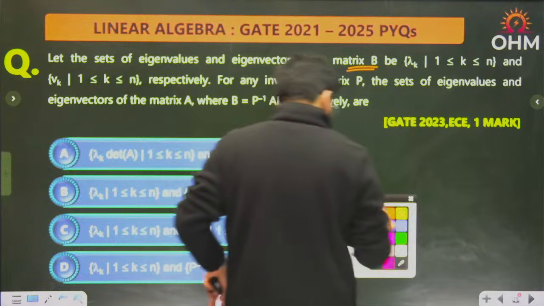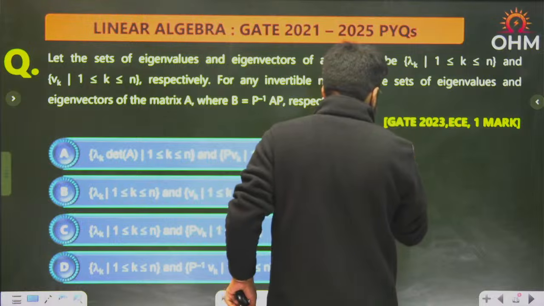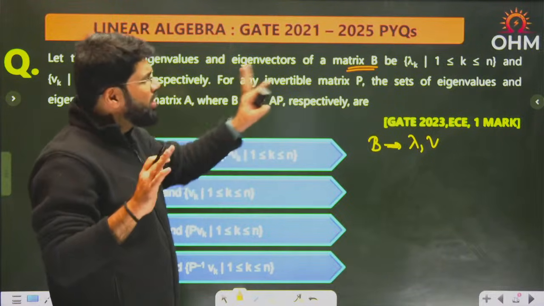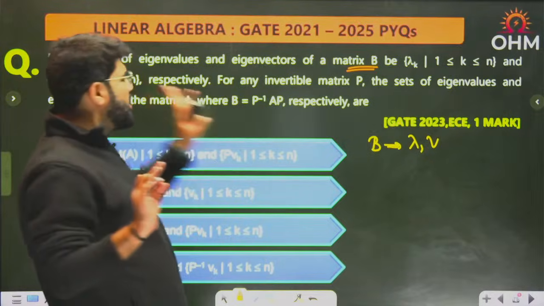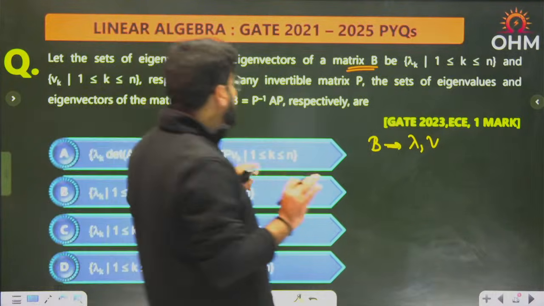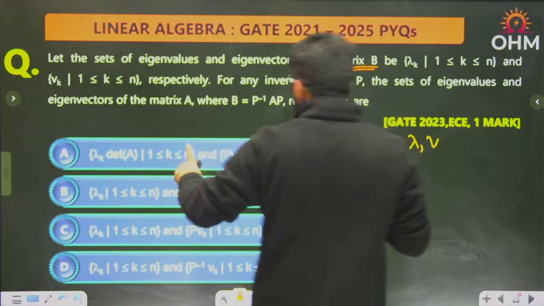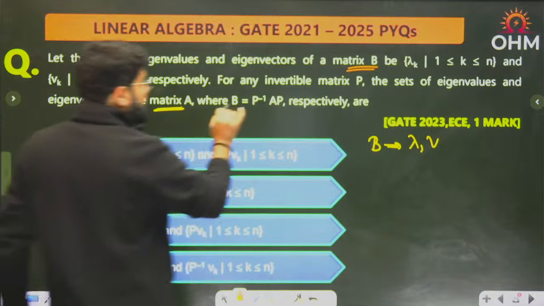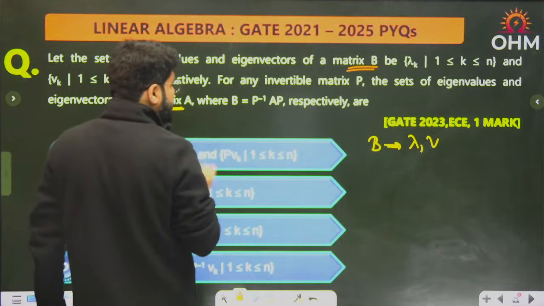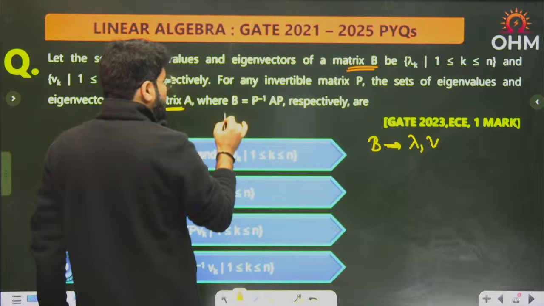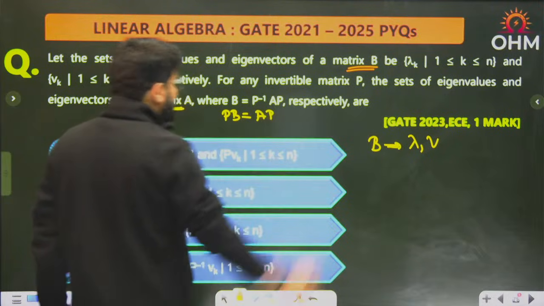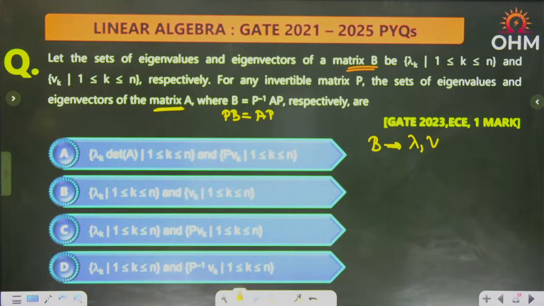What they are trying to tell you is there is some matrix B, it has some eigenvalue lambda and some eigenvector V. Let me call one eigenvalue lambda and one corresponding eigenvector V. Now we need to find the eigenvalues and eigenvectors of the matrix A, where B is P inverse AP. So let me first write down this relation. Pre-multiply by P. So PB will be equal to AP.